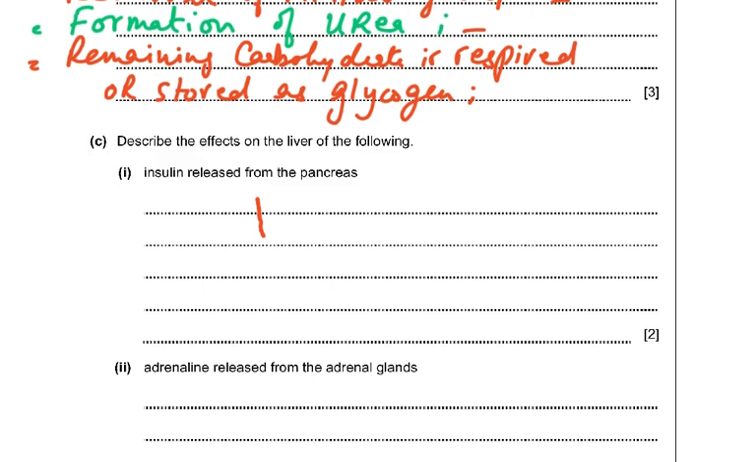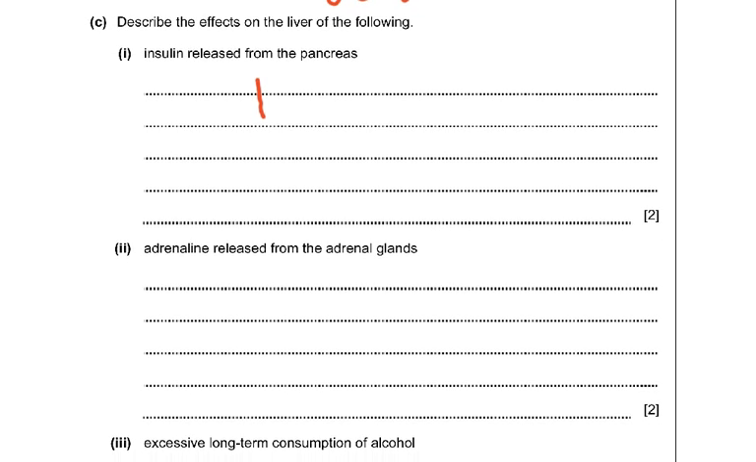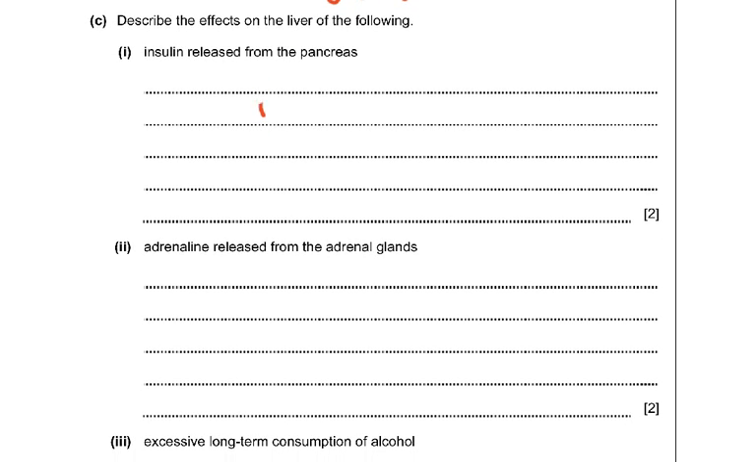Then coming to the C part of the question, describe the effect on the liver of the following. Insulin released from the pancreas.